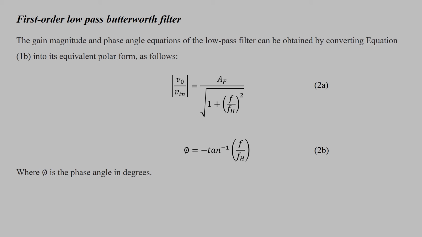So the gain magnitude and phase angle equations of the low pass filter can be obtained as mod of V0 by Vin is equal to AF by root of 1 plus (f by FH) squared. This can be obtained from equation 1b above, and the phase is minus tan inverse f by FH, where phi is the phase angle in degrees.